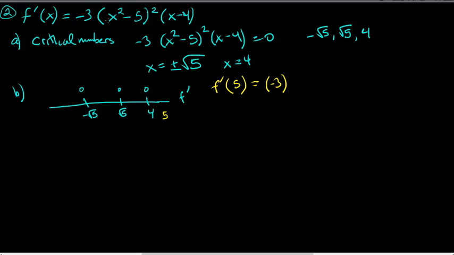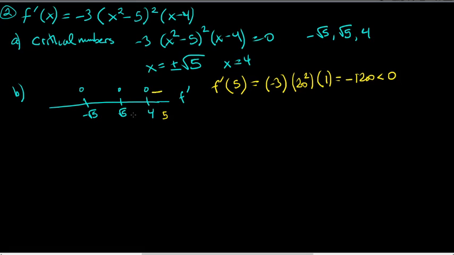And then 5 squared is 25, minus 5 is 20. And 20 squared is 400. And then 5 minus 4 is 1. So this is just going to be negative 1200 or something. And of course, we don't really care what the number is. We just care whether it's positive or negative. So you can see the only negative sign here is with the negative 3. So for 5, it's just going to be negative here, right?